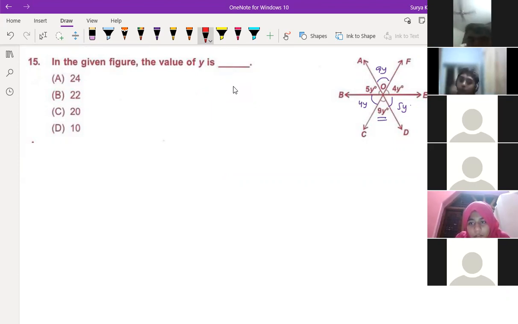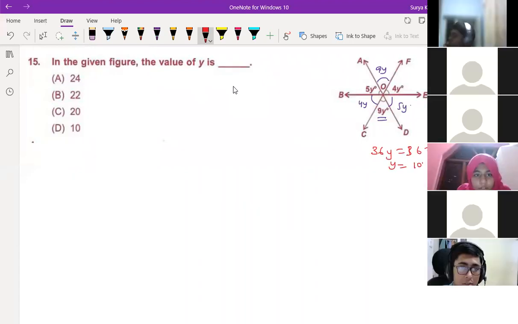9 and 9, 18, 18, 18, 36. 36y is equal to 360. So y is equal to 10. All right. Next question number 16.